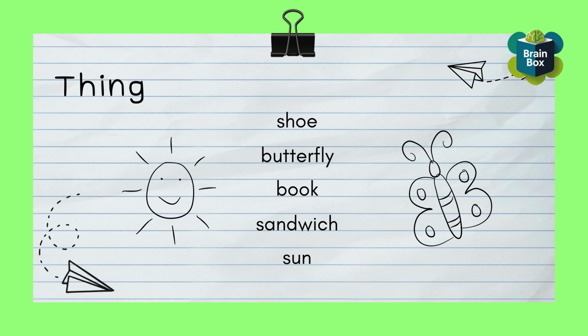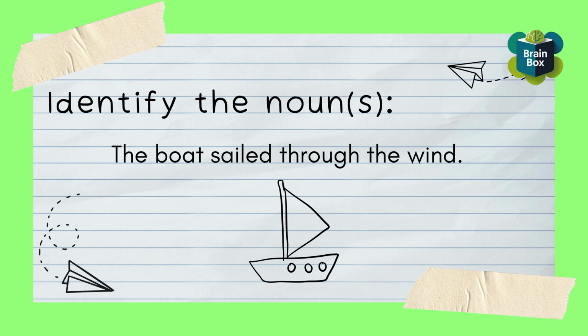Now, noun is also known as a thing like shoe, butterfly, book, sandwich and sun. We'll do a similar exercise. The boat sailed through the wind. Here children, you have to identify which is the thing. So boat and wind. These are both things if you look at the sentence.